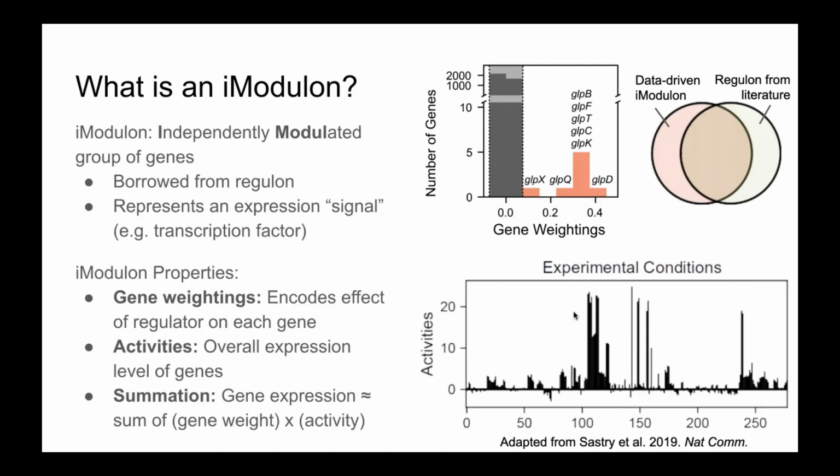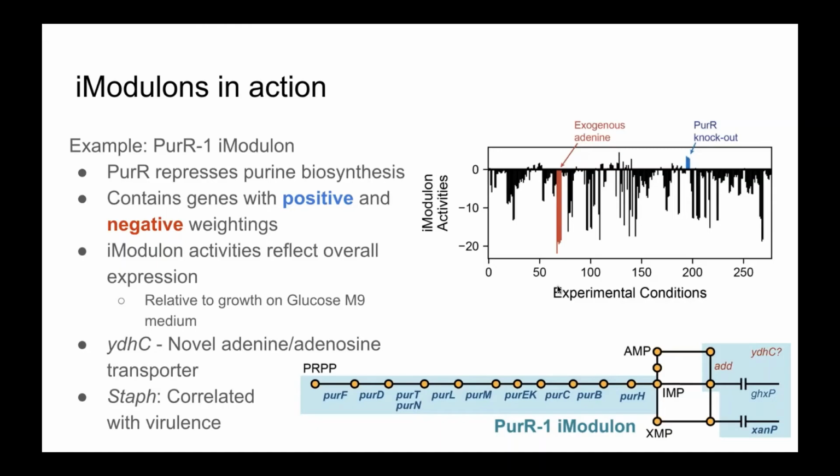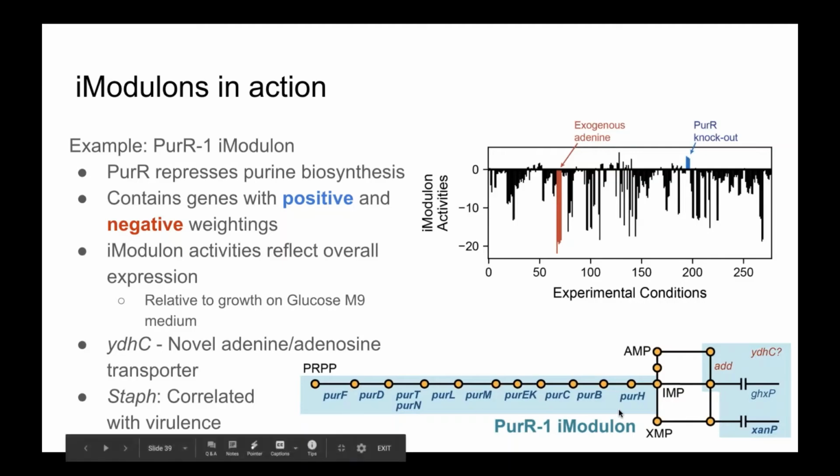Now, most genes only exist in one or two, usually one iModulon, but it's the sum of all of these changes that gives us an approximation of the gene expression level. So here's an example of an iModulon in action. This is the PurR-1 iModulon, and it's shown down here. All of the genes here are related to purine biosynthesis. You can see that this is the purine biosynthetic pathway.